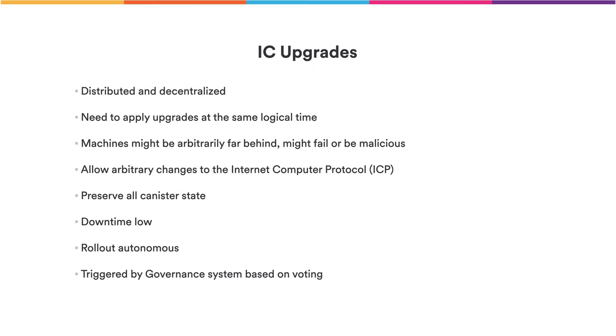Some of the goals we had with upgrades is that we wanted to allow arbitrary changes to the Internet Computer Protocol. We wanted to preserve all canister state. We wanted to keep the downtime as little as possible. We wanted the rollout to be autonomous. And we wanted all of that to be triggered by the governance system based on voting.